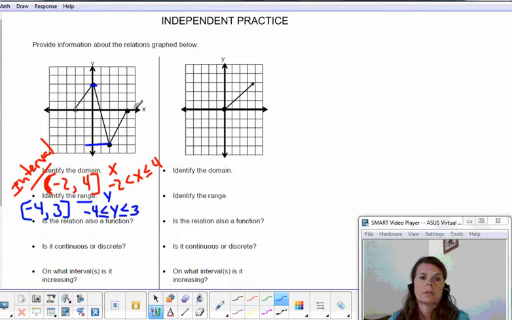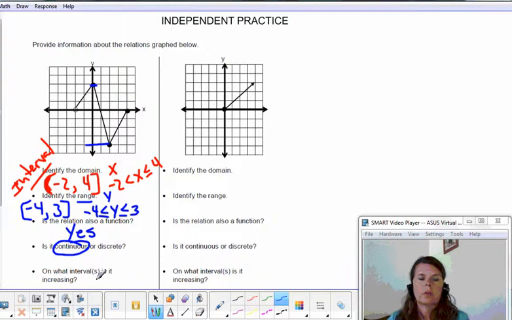Can you draw a vertical, straight up and down segment between any 2 points? No, so yes, it's a function. If you can draw a vertical segment, think, oh, that's bad, it's not a function. Is it continuous or discrete? Well, because you can draw lines and it's a graph that continues, notice it starts here and it continues on this whole interval, it's called continuous.